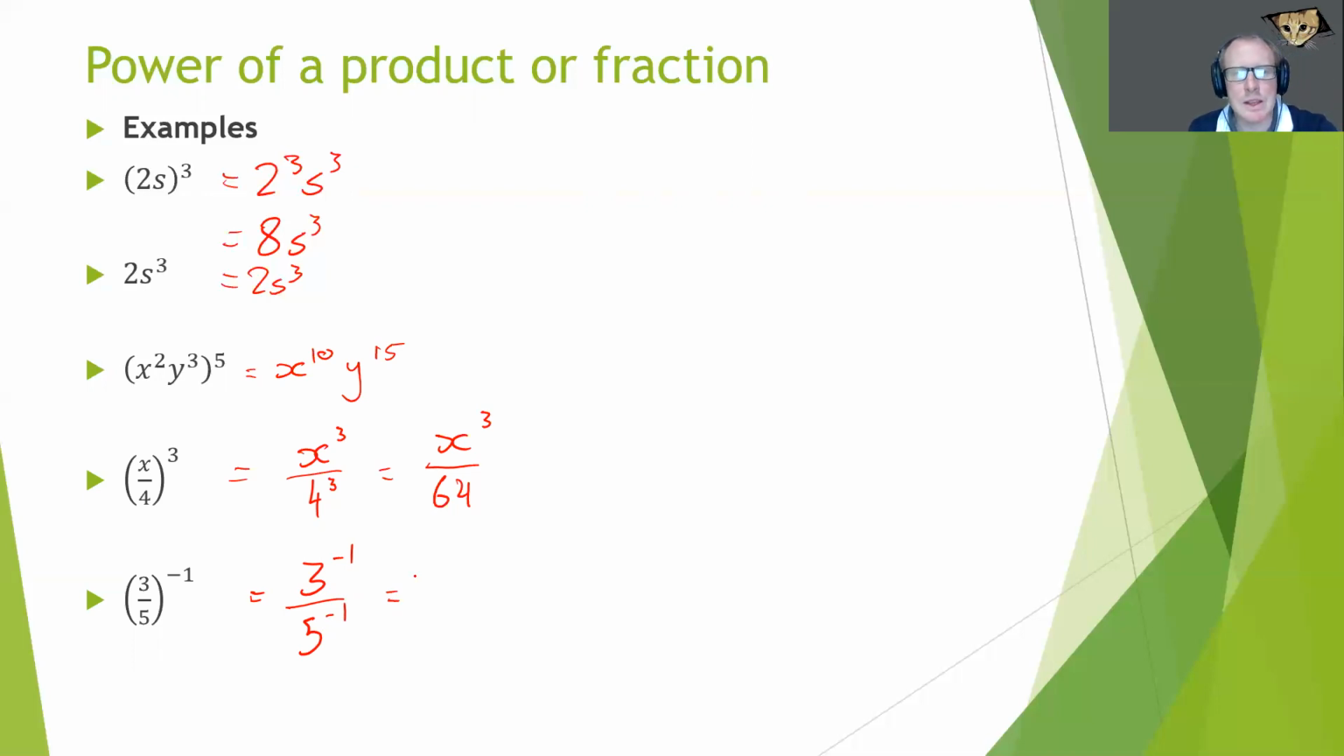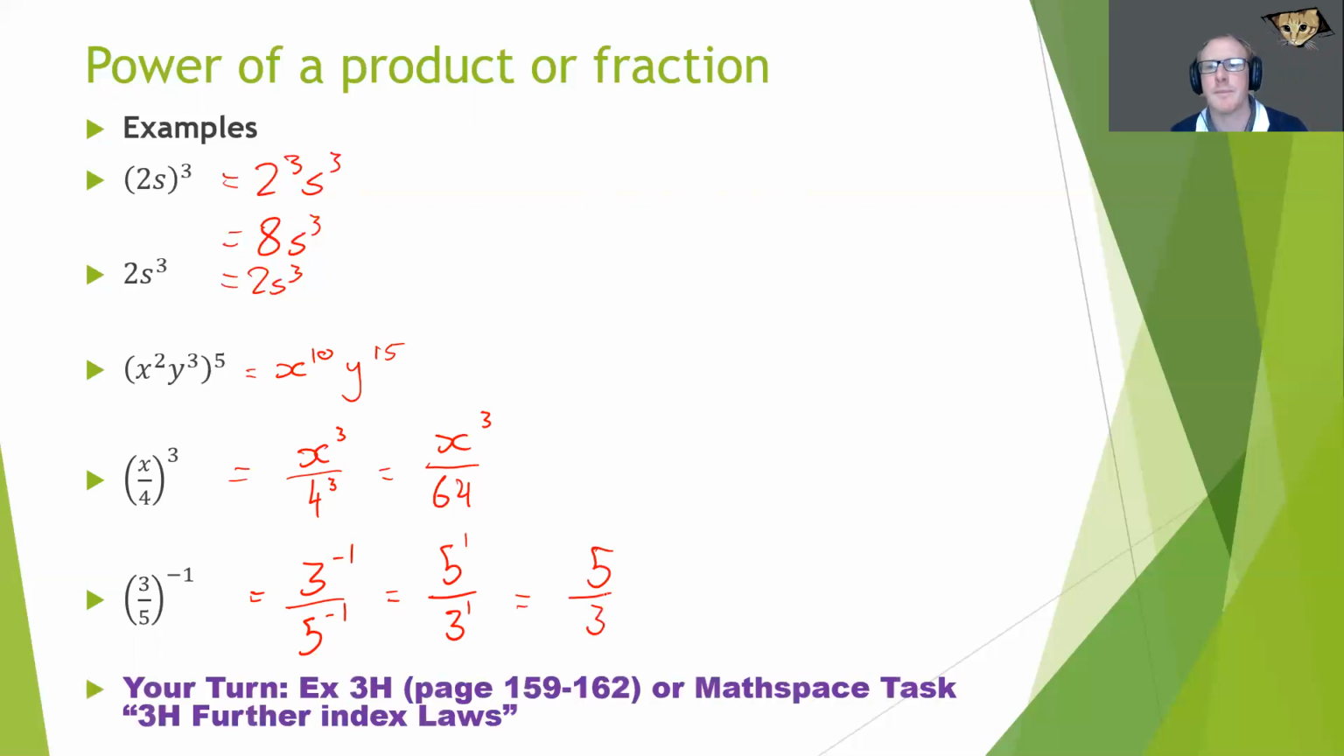And if something is to a negative indice, to make it a positive indice, we put it on the bottom of a fraction. If it already is on the bottom of the fraction, we move it to the top. So these are now to the power of positive 1, which we can just write as 5 over 3. Okay? Should be able to do that now.